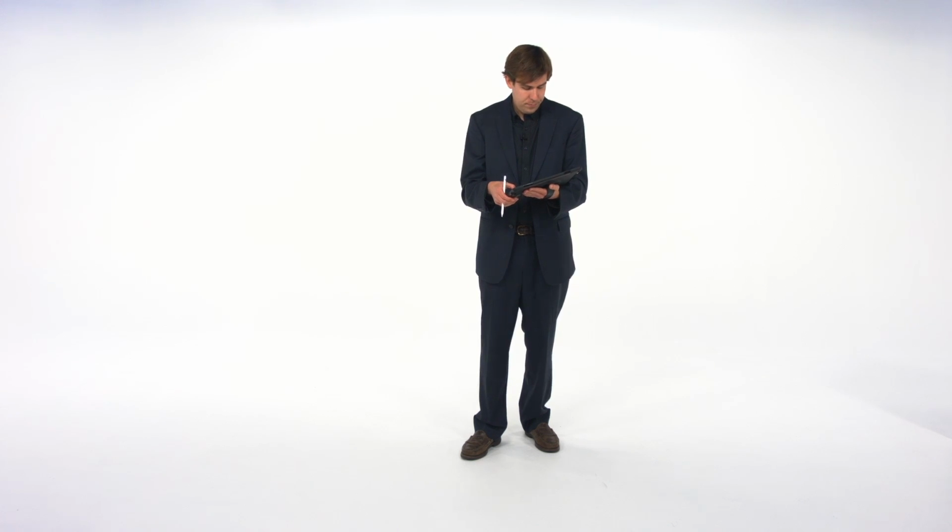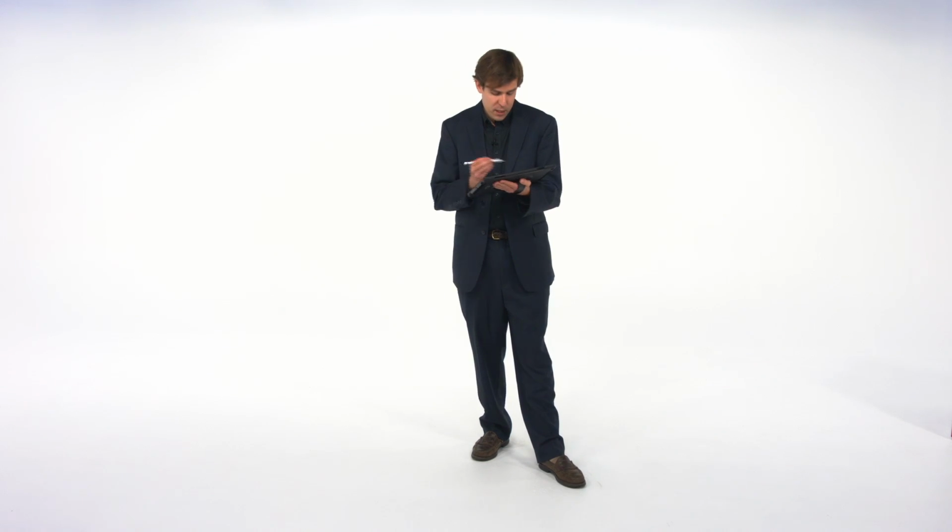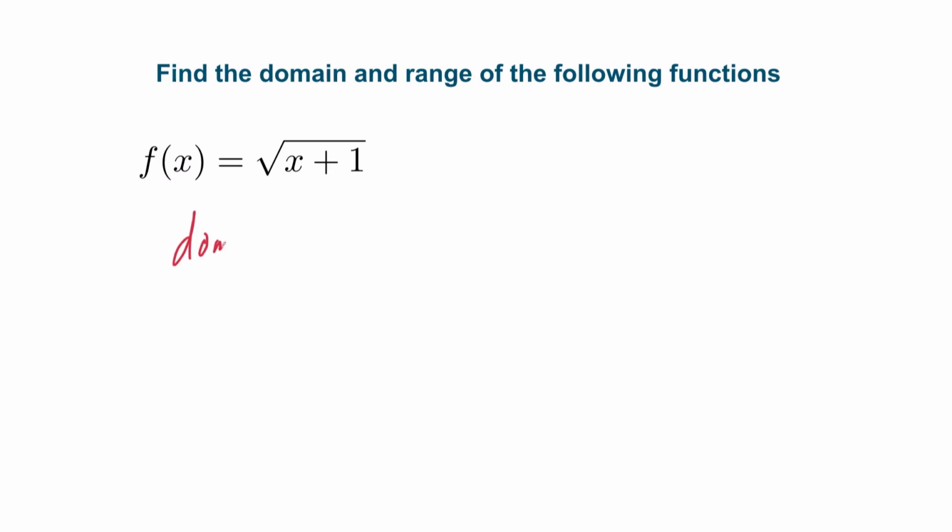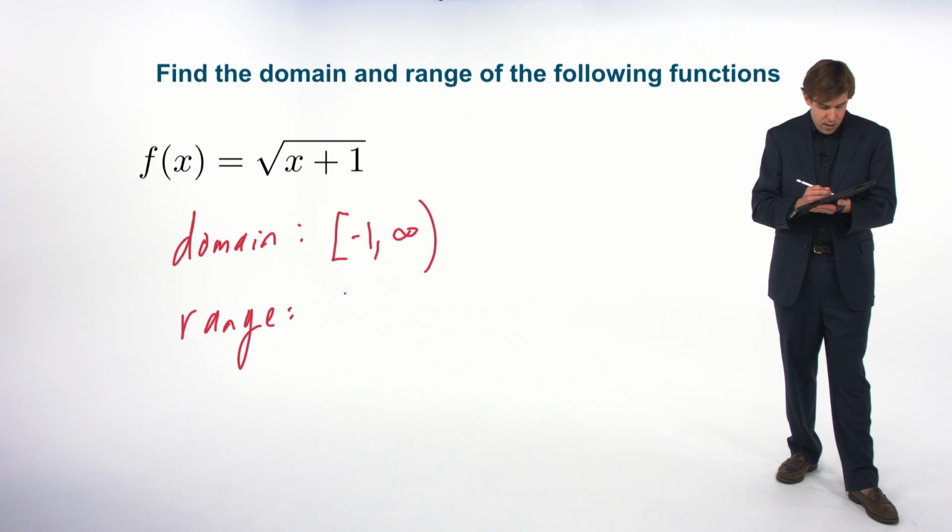Let's look at a few example functions just to go through and run some basic examples. So here's one. I don't have f of x equals square root of x. I have square root of x plus 1. So I need what's under the square root to be non-negative. So I need x to be greater than or equal to minus 1. So minus 1 to infinity. And the range will be 0 to infinity.